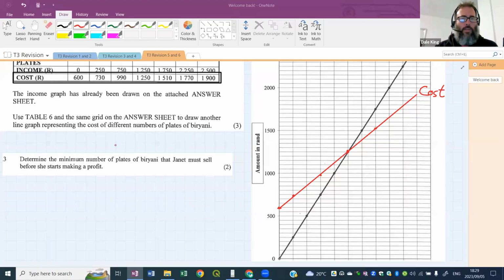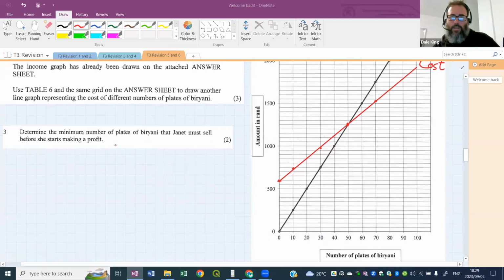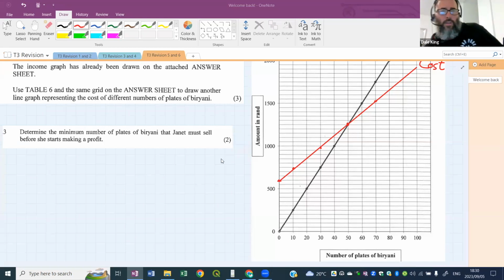Determine the minimum number of plates of biryani that Janet must sell before she starts making profit. The minimum she must sell before she will start to make a profit. Who can help me with this? Who's out there tonight? Nicholas, can't you help me with this? Come on, Nicholas. Hi, sir. Hi, how are you? I'm getting you. Good. What do I do here? How do I find out the minimum number of biryani that Janet must sell before she starts making a profit?